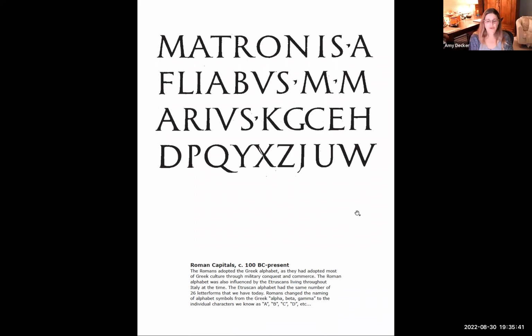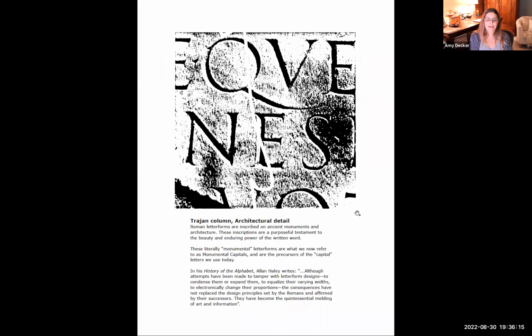They were also influenced by the Etruscans living throughout Italy at the time. The Etruscan alphabet had the same number of 26 letter forms that we have today. So the Romans did add their own little spin on things, and they went ahead and named the alphabet symbols from the Greek alpha, beta, gamma to the individual characters we know as A, B, C, D, etc. So every culture that adapted this alphabet added their own little touch to build on what it was and to give it to where we are today.